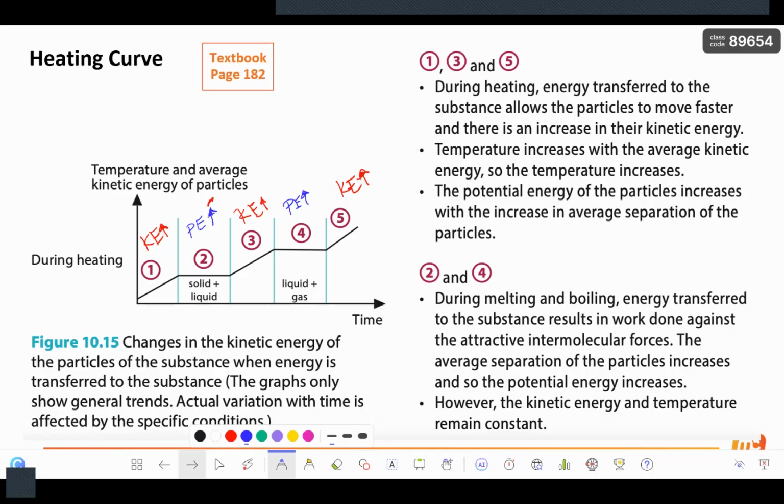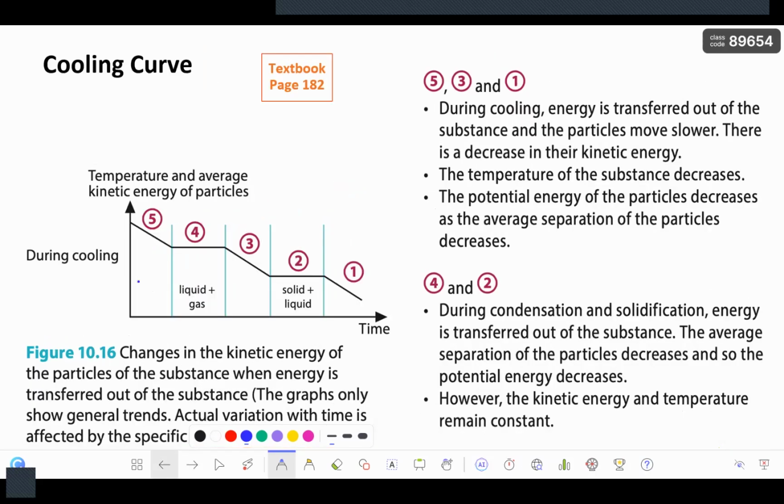Okay, so this is basically how a heating curve looks like and the explanation for it. Okay, I will not play the video. You can watch the video yourself at home. Now I go into a cooling curve. Cooling curve means I remove heat from the substance. Okay, so if I were to remove heat from the substance, then the temperature will drop.